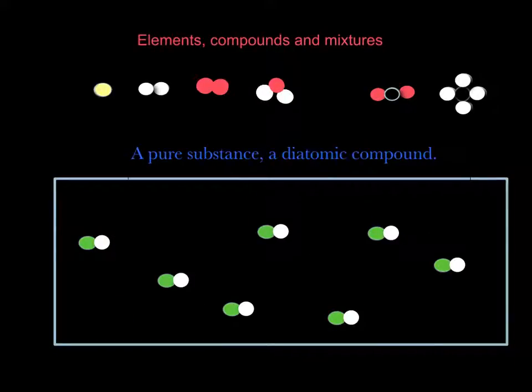This is a pure substance and a diatomic compound because it's a pure substance because all of them are the same. And it's a diatomic compound because it's diatomic because there's two, and it's a compound because there's two different.